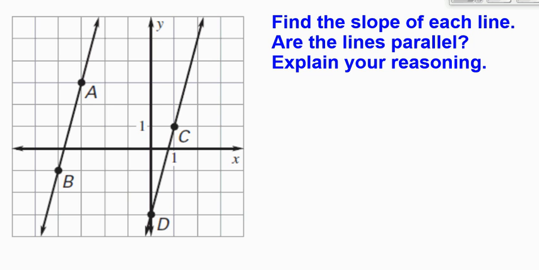All right, same exercise, see if the lines are parallel. All right, here we go. Up 1, 2, 3, 4 over 1. Next line, up 1, 2, 3, 4 over 1. These lines are parallel.